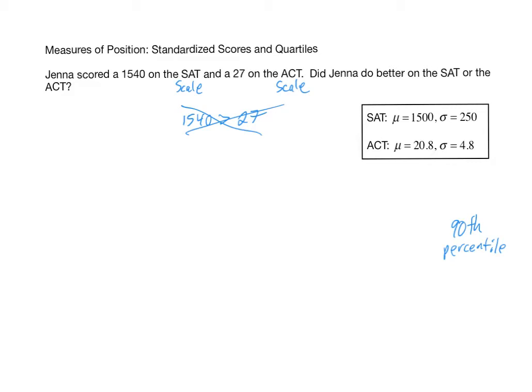If you notice, the 1540 is above the mean, so she scored above the mean on the SAT. She also scored above the mean on the ACT. She got a 27. But now we want to think about how much she scored above the mean. Because they're on different scales, we need to somehow standardize these scores. Hence, we get into standardized scores.